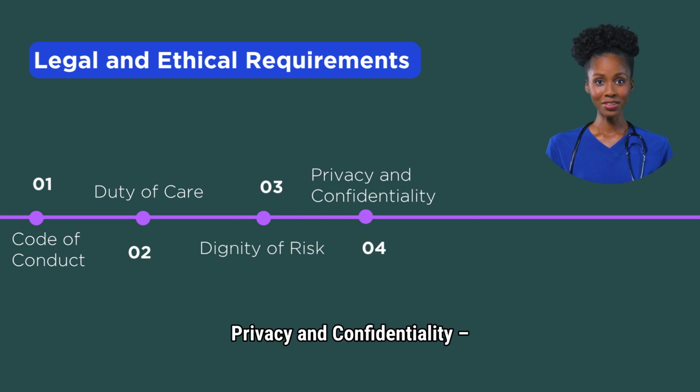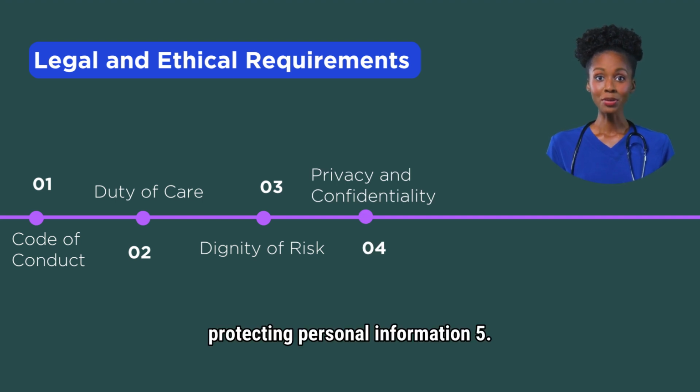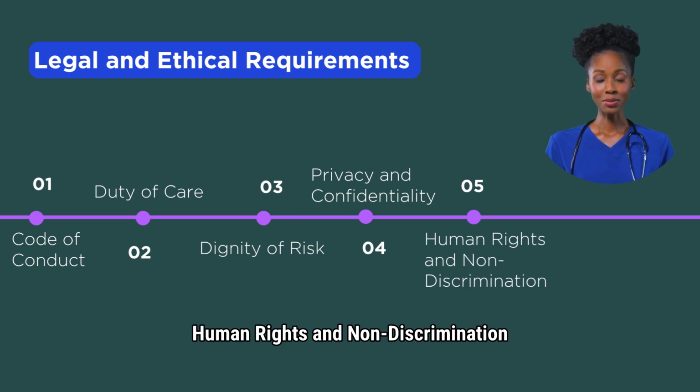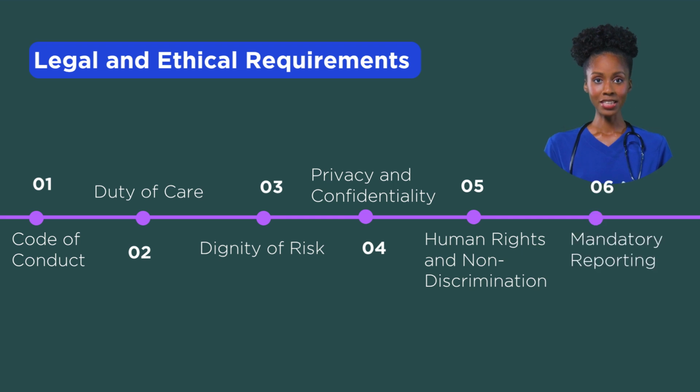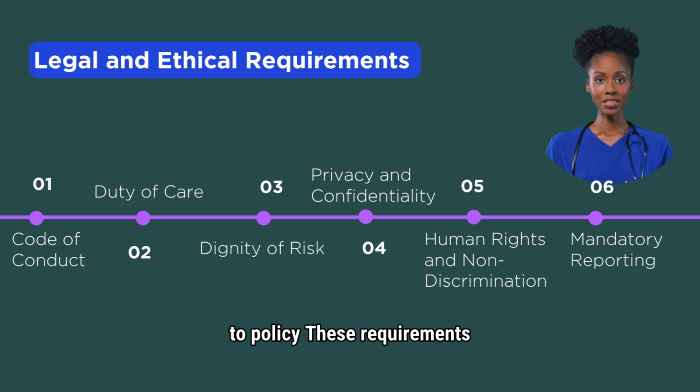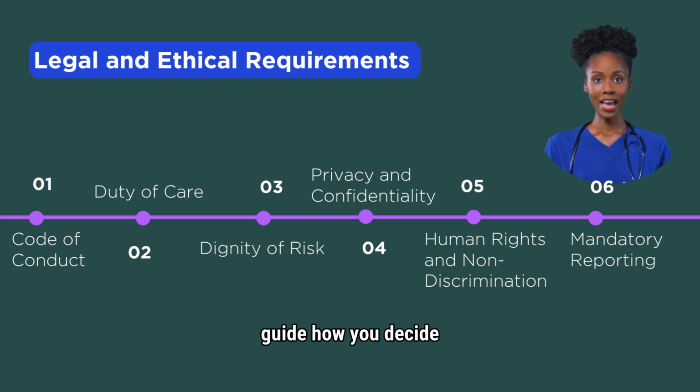4. Privacy and confidentiality, protecting personal information. 5. Human rights and non-discrimination, treating everyone with respect and fairness. 6. Mandatory reporting, reporting abuse or neglect according to policy. These requirements guide how you decide whether a task is within or outside your role.